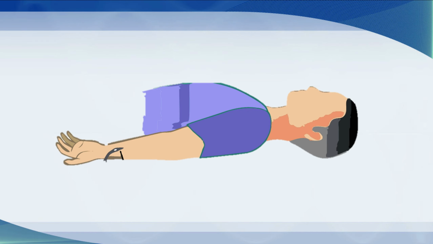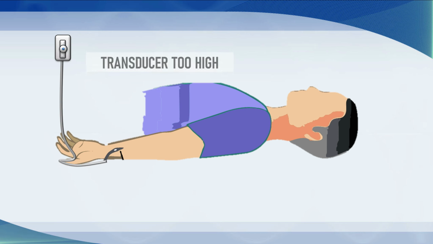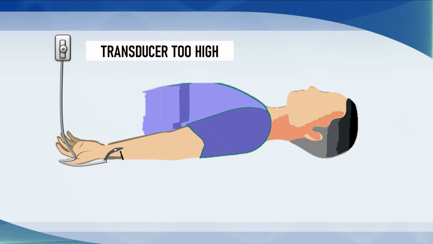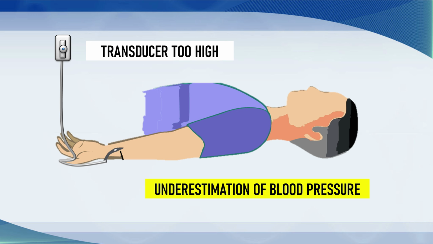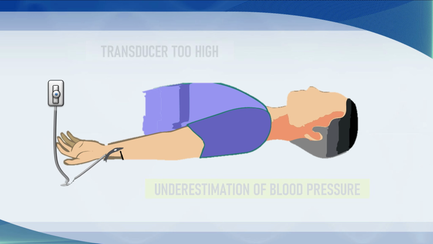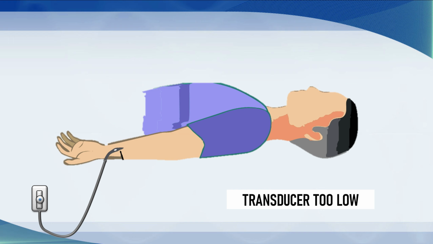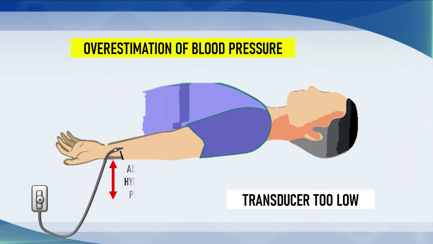You need to be extremely careful with this transducer. If the transducer is placed too high, then the column of saline is above the blood level and there is underestimation of blood pressure. If the transducer is too low, it falls on the floor, for example, or the bed is raised, then there is an overestimation of blood pressure because the additional column of saline that is present from the catheter down to the transducer has a hydrostatic pressure effect on the transducer.